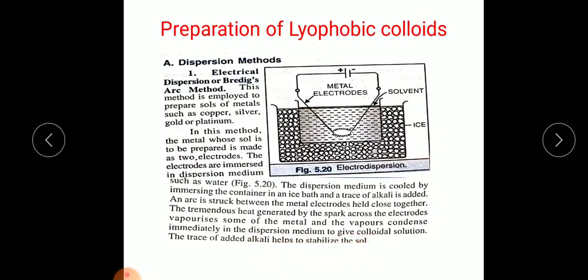Now what will happen? This is the arrangement. When an arc is struck between the two electrodes, there is generation of tremendous heat that will vaporize the electrode's metal, and the vapors will be condensed by the dispersion medium, that is water over there. So it will form a colloidal solution.